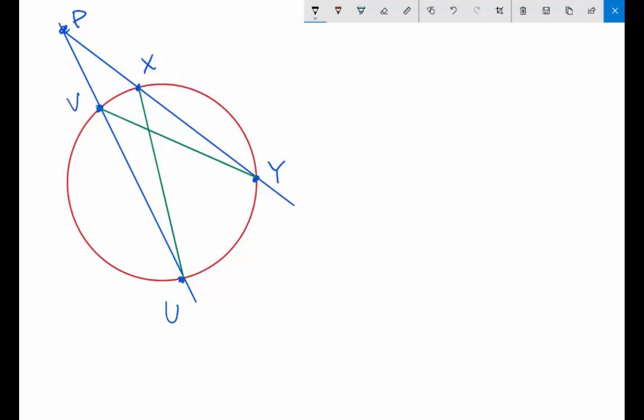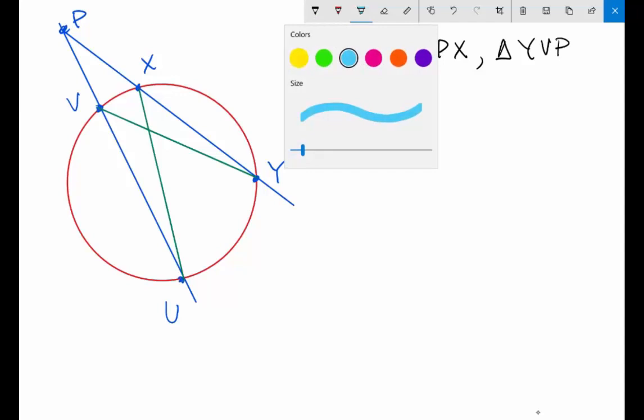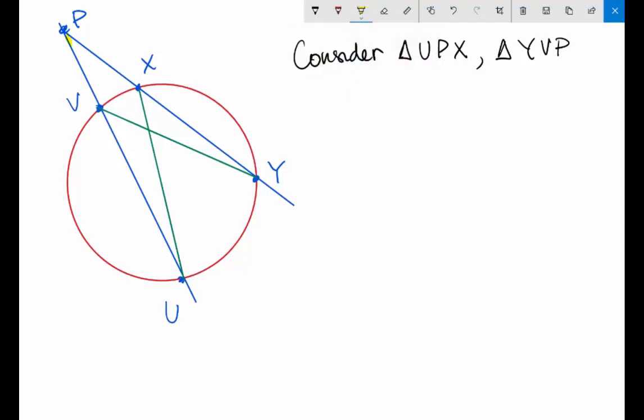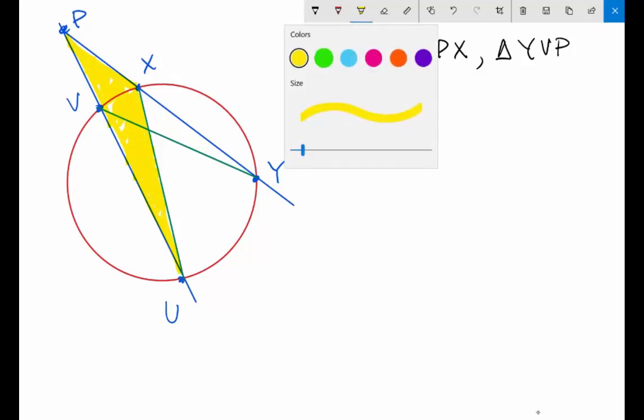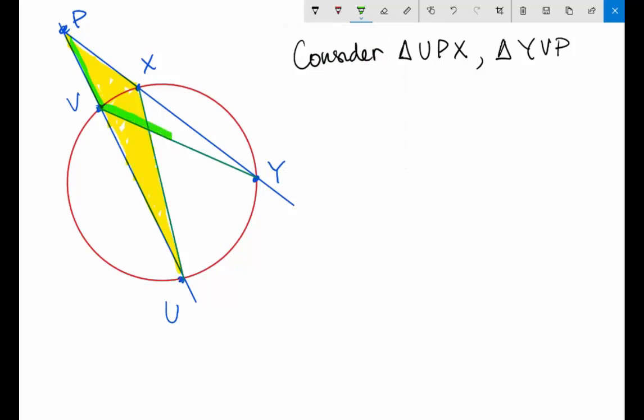All right, so I will consider the triangle UPX and triangle YVP. Let me highlight these triangles here. This triangle, and then the second one is shown here.